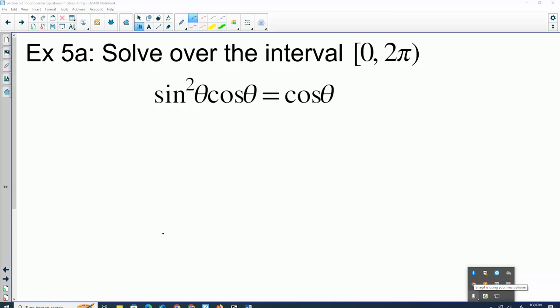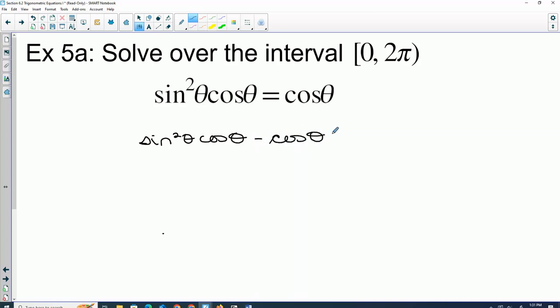A caution about here. It's really tempting to divide by the cosine. If you do that, you're going to get half the answers, but not all of them, because we lose the solutions when cosine is equal to 0. So instead of dividing it, I would subtract it over. Now we have two terms, but what do both of them have in it? So then we could factor out the cosine.